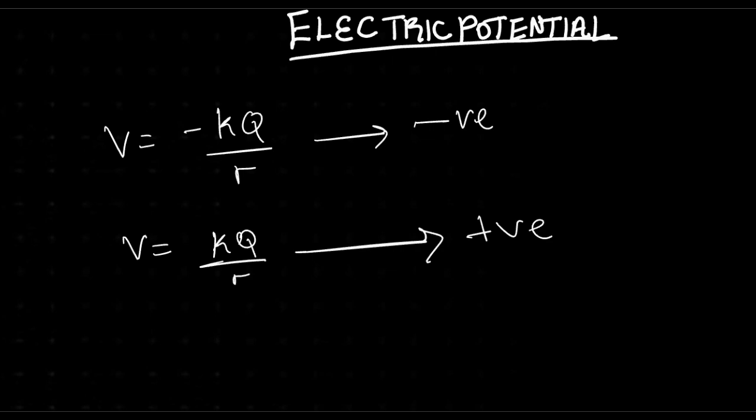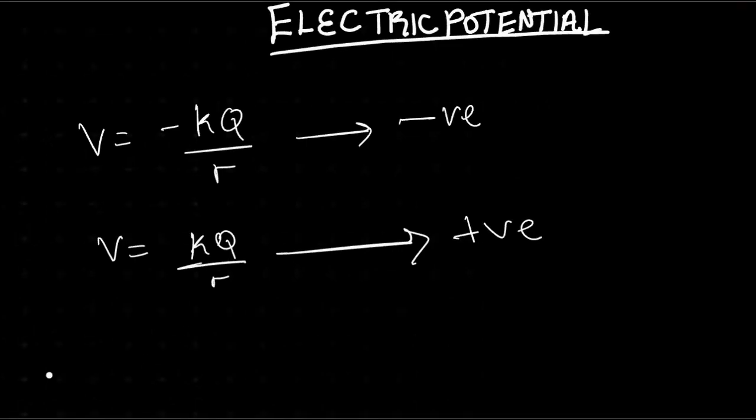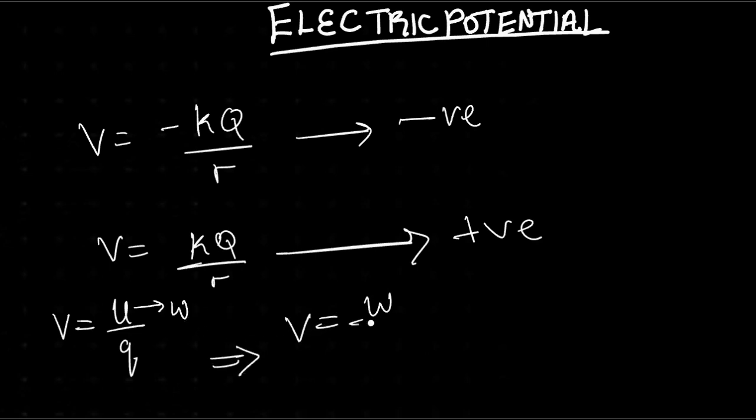You should also understand something here. Since we have defined electric potential V is equal to U over Q, right? Now let's take a point charge. Let's say this U is W. We already know that, so we can say that V is equal to W over Q, or W is equal to QV. We'll be using this when we begin to solve problems.